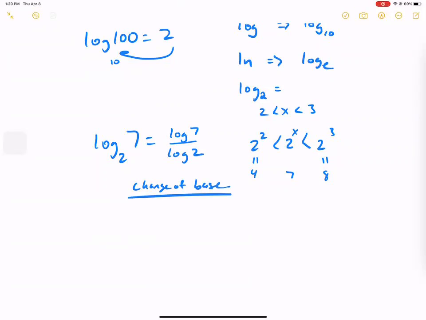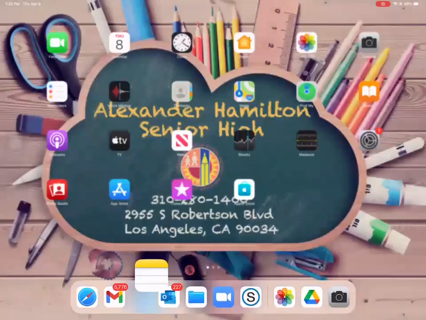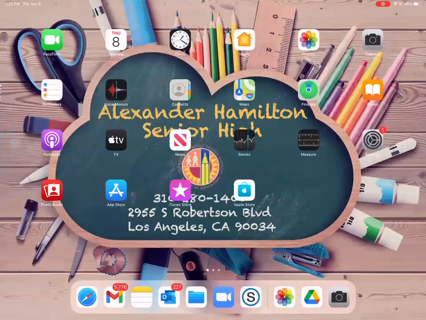So if we have one single log, you can easily find that out by plugging into a calculator. Whether you can do it in your head, 10 to what power is 100, or you can just say log 7 divided by log 2, and this is going to give you something like 2 point something, because we know it's between 2 and 3. Let me go ahead and pull out a calculator.